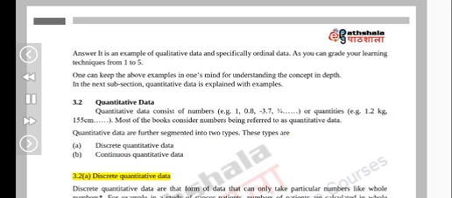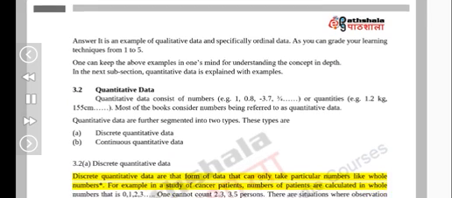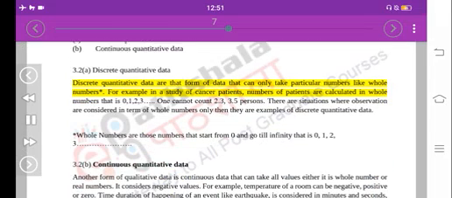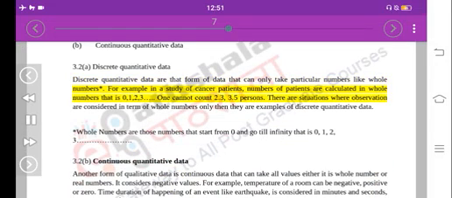3.2a Discrete quantitative data. Discrete quantitative data are that form of data that can only take particular numbers like whole numbers. For example, in a study of cancer patients, numbers of patients are calculated in whole numbers, that is 0, 1, 2, 3. One cannot count 2.3, 3.5 persons. There are situations where observation are considered in terms of whole numbers only, then they are examples of discrete quantitative data. Whole numbers are those numbers that start from 0 and go till infinity, that is 0, 1, 2, 3.